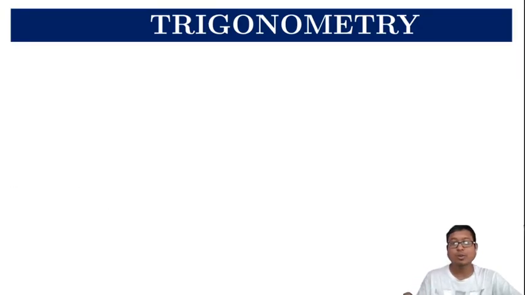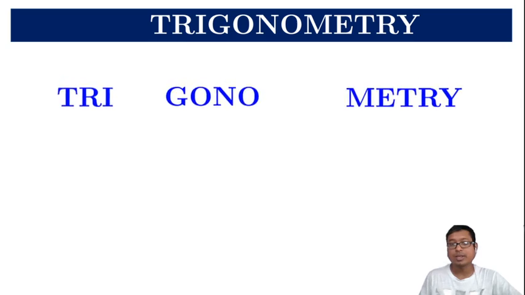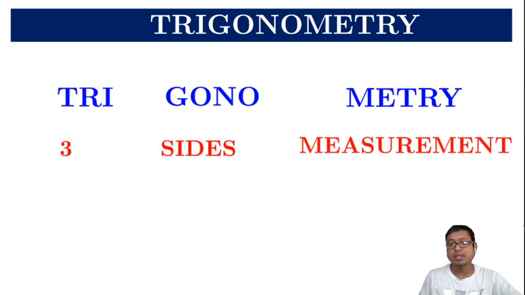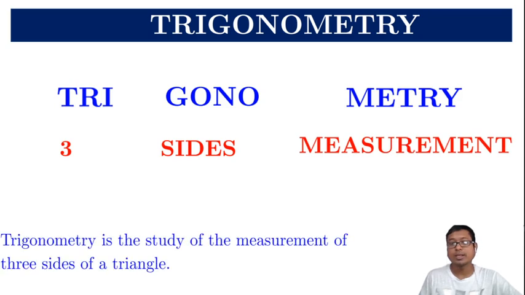As you can see, trigonometry is the word consisting of three words: tri, gono and metry. Tri means three, gono means sides, metry means measurement. So we can say trigonometry is the study of the measurement of three sides of a triangle.